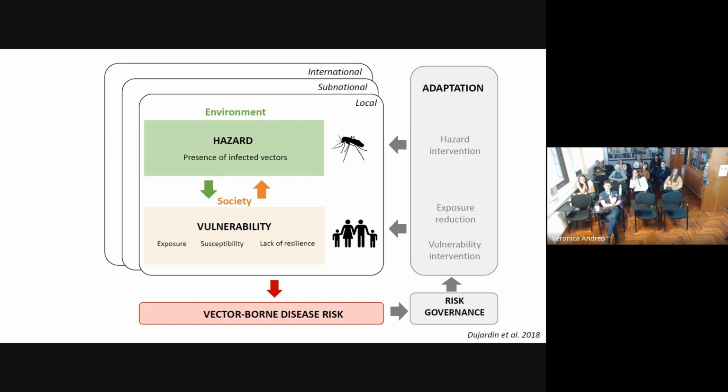So we really need both hazard and vulnerability to have the risk. In terms of interventions, we can act on the different boxes. We can have interventions that specifically target the vectors, but we can also target more human variables to play on the exposure, for example.